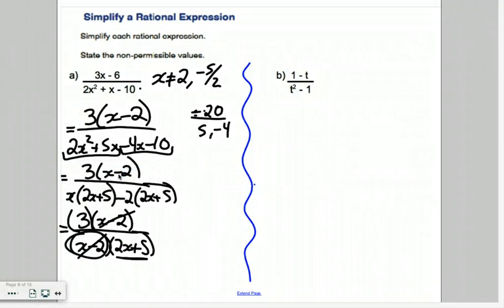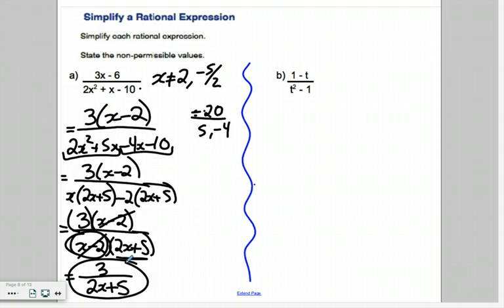Now when we go back to simplify, we've said that x minus 2 is a common factor, leaving us with our final answer here, where it's 3 divided by 2x plus 5. And this is as simplified as we can get at this point. Okay? Same thing here in b. All right, so our expression is a linear over quadratic, right? 1 minus t divided by t squared minus 1.